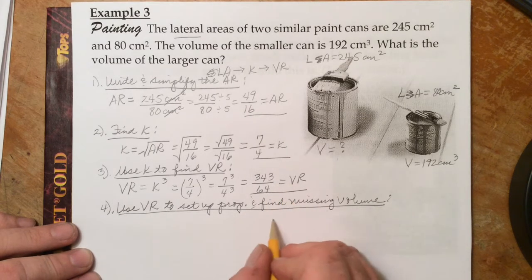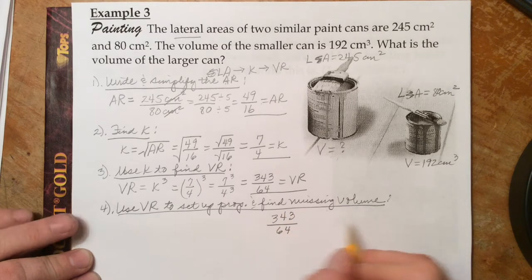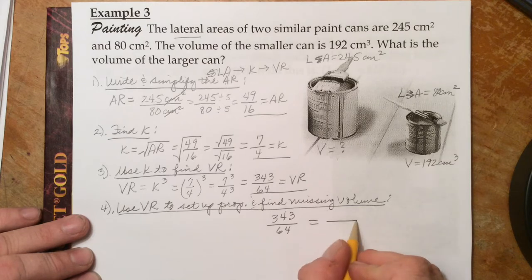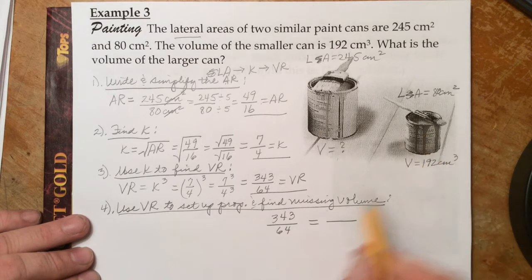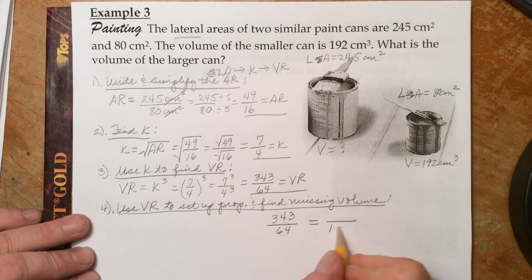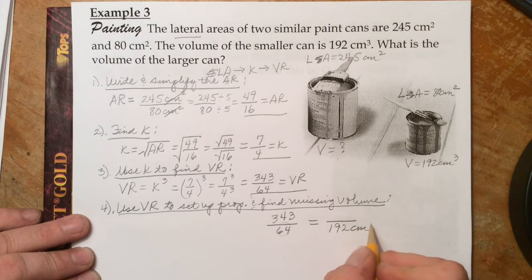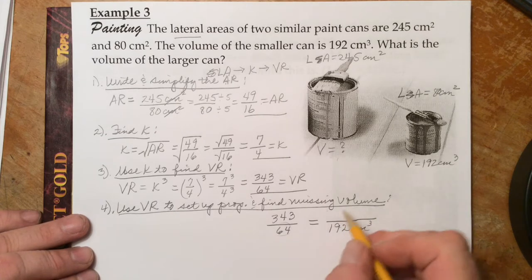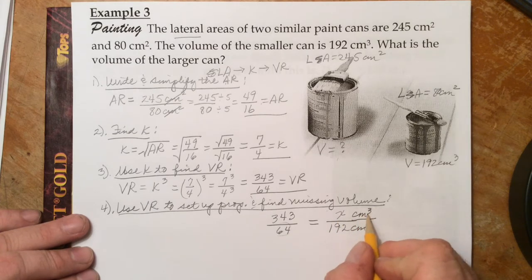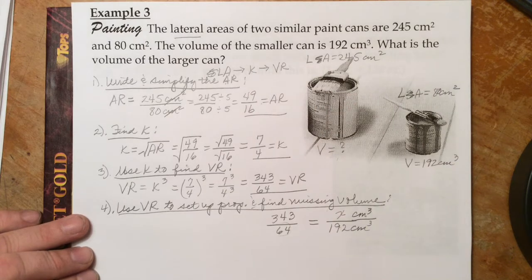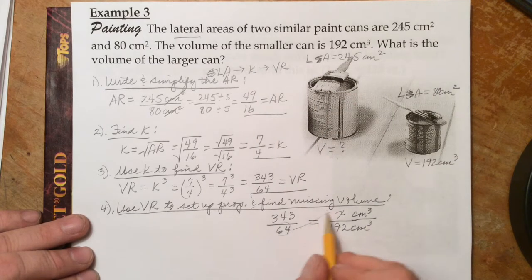So we take our VR, 343 to 64, and set up a proportion using the volume we're given, which is the small can, which means it's across from the smaller VR number, 192 cubic centimeters. And on top, we're going to use a variable, I'll just use x, cubic centimeters for the volume, the one we're asked to find. At this point, we can cross multiply.